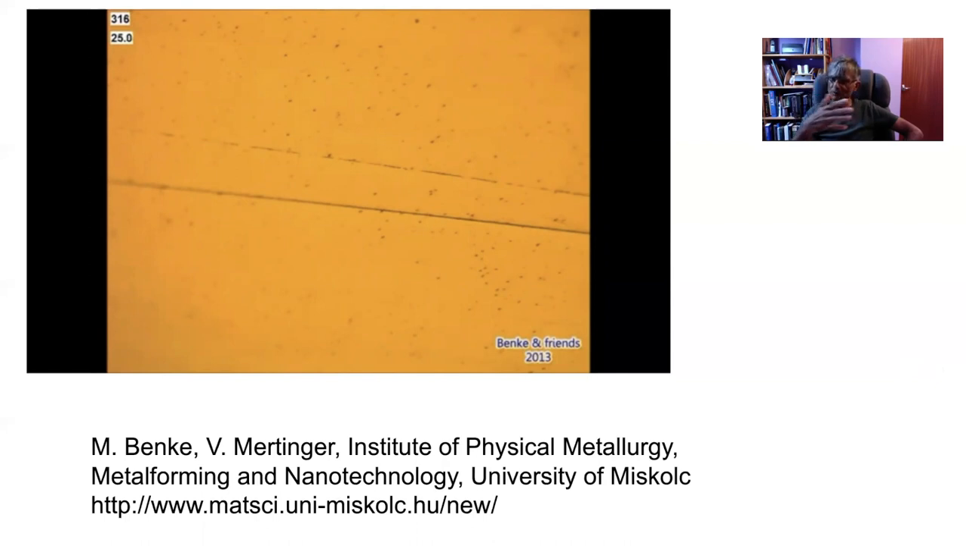So this is the beauty of the glissile interface. As long as you don't have obstructions in its path, it can go forwards and backwards for many cycles. The number of cycles is decided by the accumulation of defects, which is inevitable over the long term.